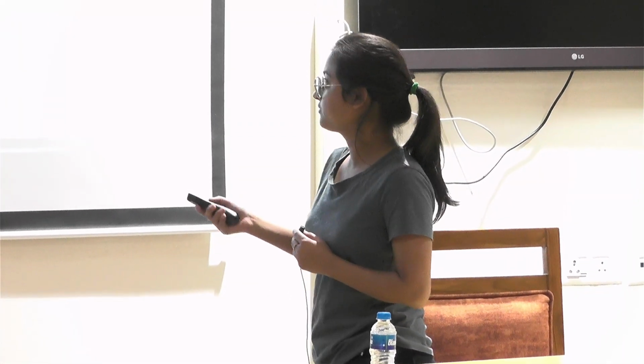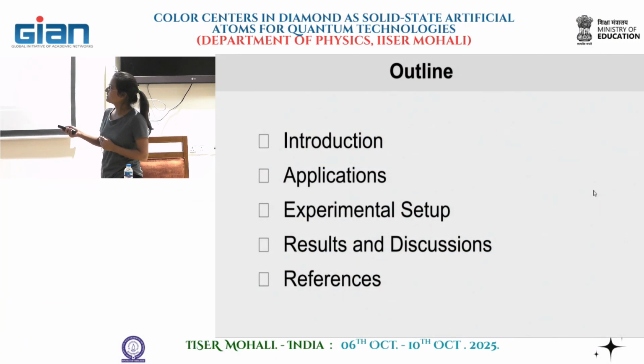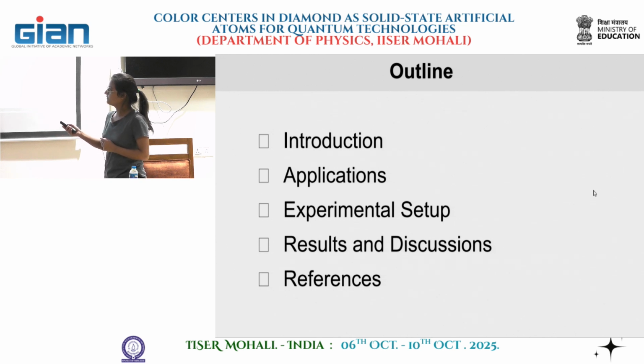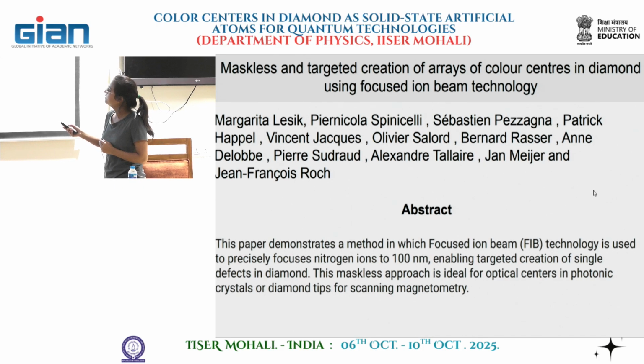So the outline of my presentation is as follows. I'm going to talk about the introduction, that means the abstract of this paper, the applications of the focused ion beam technology, the experimental setup that we are going to use for this technology, the results and discussion, and the references. These are the authors of this paper.